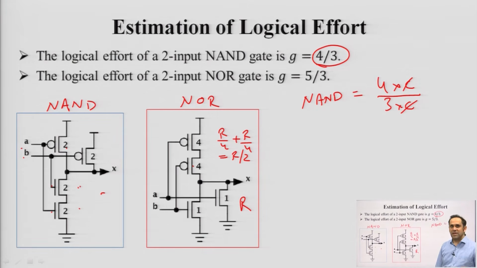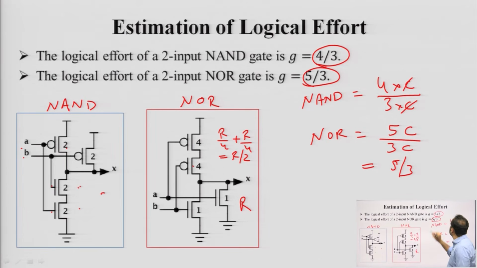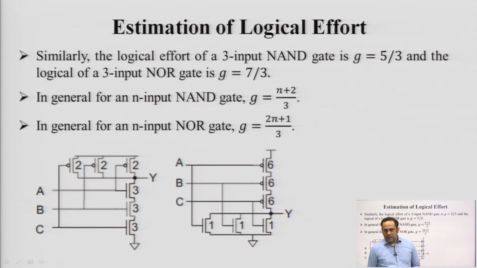The same thing applies for a NOR gate. Each input sees 5 times the unit capacitance, divided by the input capacitance of a similar inverter, which is 3 times C. This is going to give me 5 by 3. So, the logical effort for a 2 input NAND gate is 4 by 3, and for a 2 input NOR gate is 5 by 3. In order to generalize this trend, when we increase the number of inputs, what is the impact on logical effort?